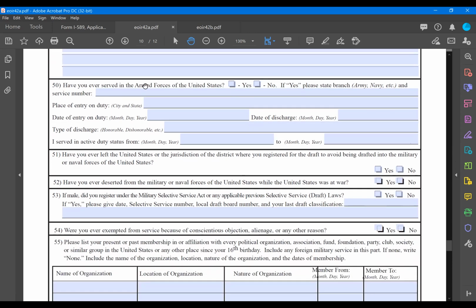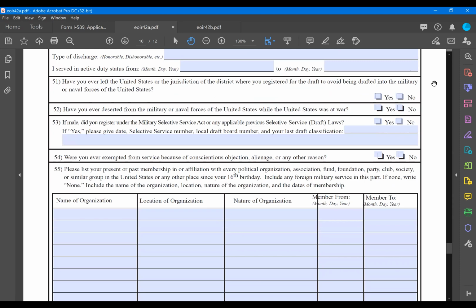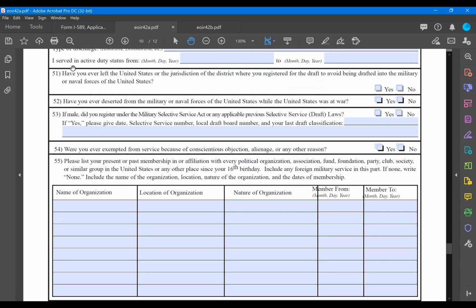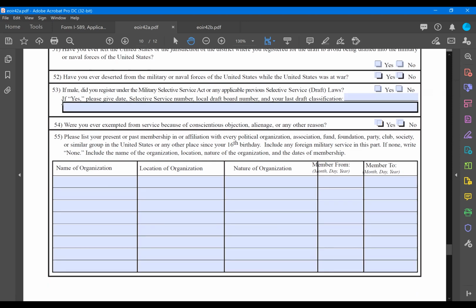Question 50 is if you've ever served in the armed forces. Usually people have not. They usually, even if they try, get turned away because of their legal status. These are those similar questions to the I-485 about whether you avoided getting into the military for some reason or deserted the military. It's usually not the case.